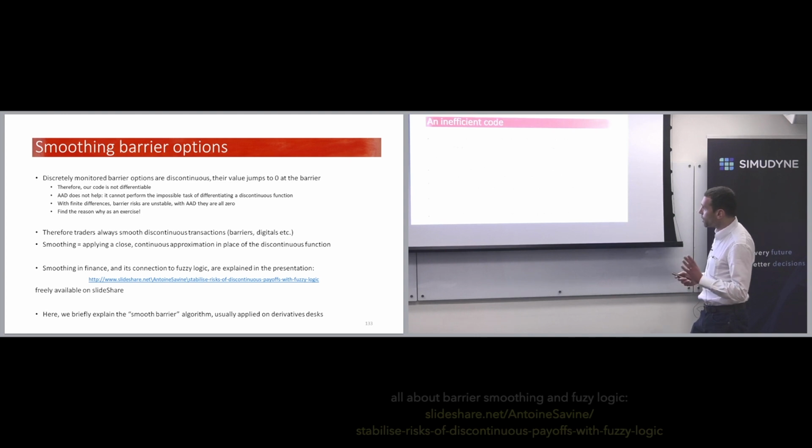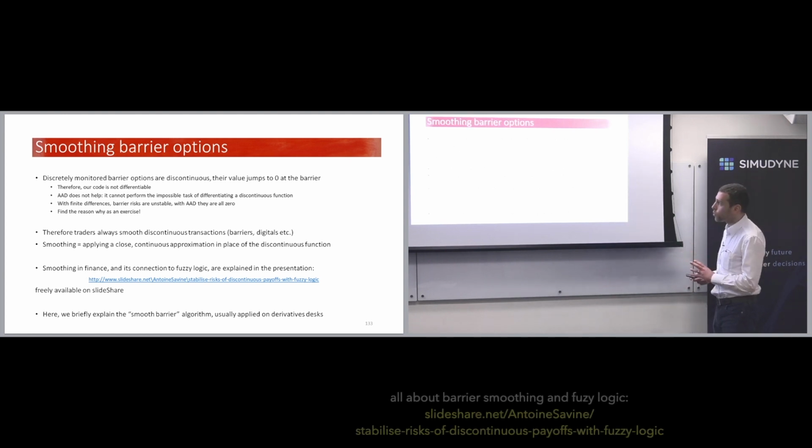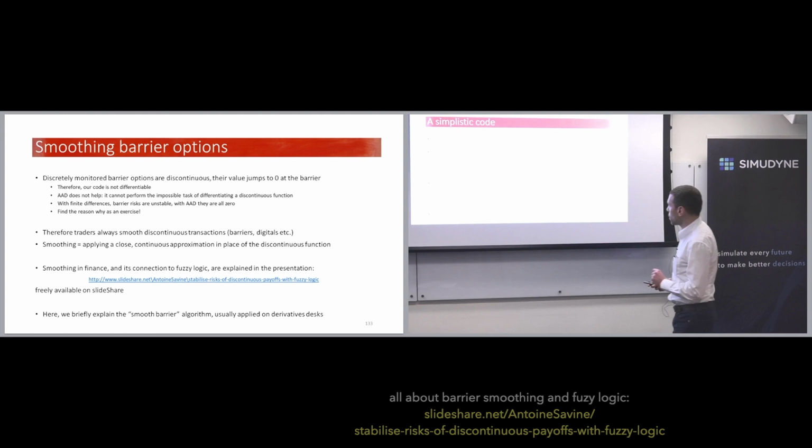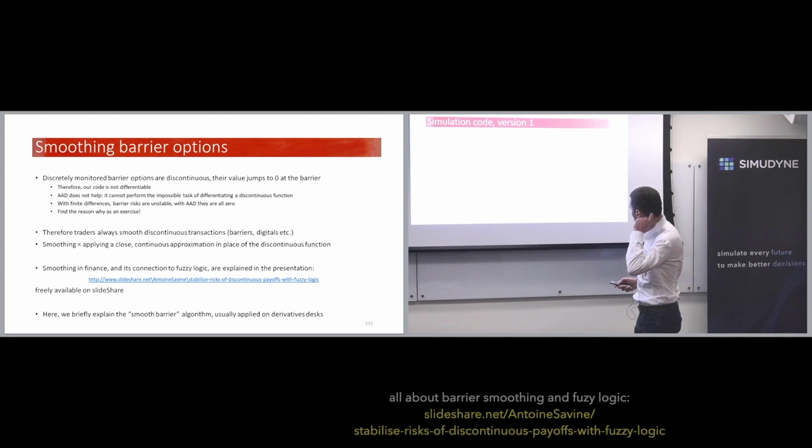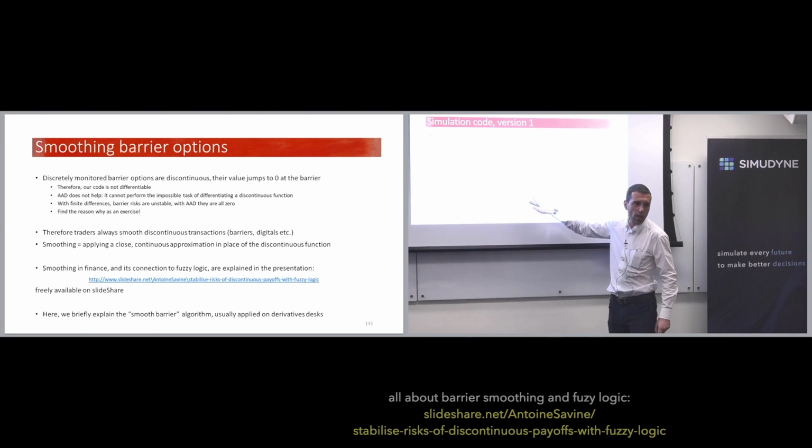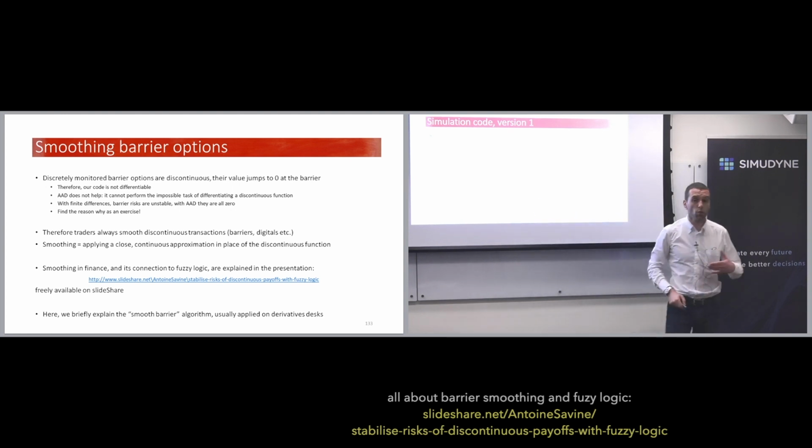But one thing that we need to do is to smooth the barrier. Otherwise, we won't be able to differentiate it. I think I had a question about control flow, and in this code we have control flow here. This control flow cannot be differentiated by AAD or otherwise. So we can't directly differentiate this code. We need to smooth it first, as I commented earlier. So how are we going to do this?